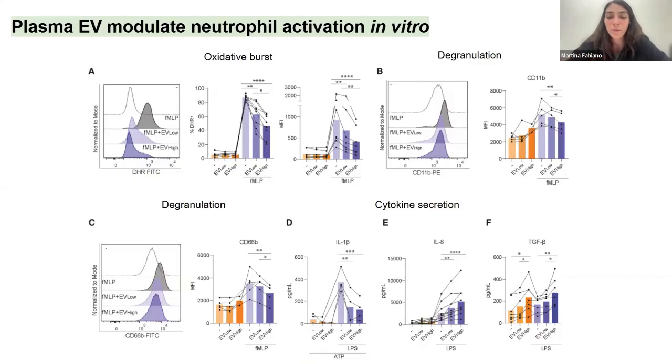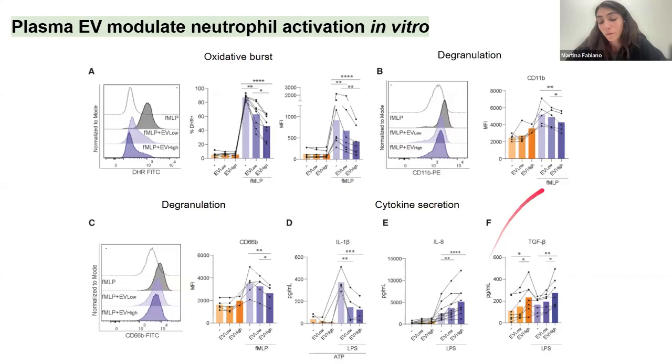IL-8 is a more controversial cytokine because it is always associated with an inflammatory function, but nowadays it's known that IL-8 has a lot of functions, as pro-vascular, pro-angiogenesis. So we are thinking that this increase of IL-8 after EV stimulation alongside LPS could be favoring angiogenesis, in the line of tissue repair.